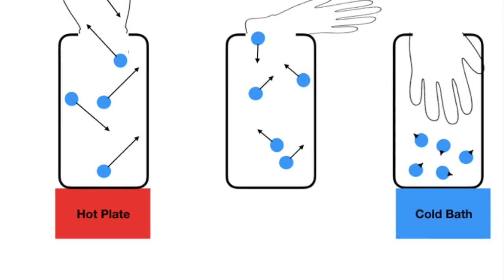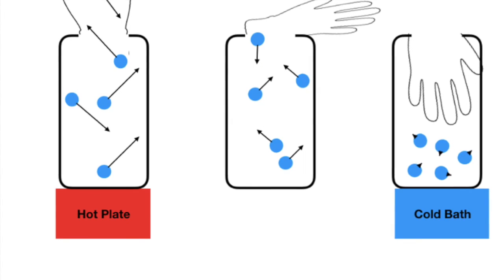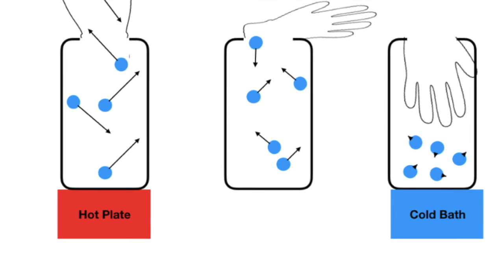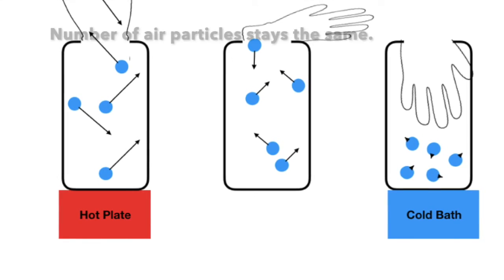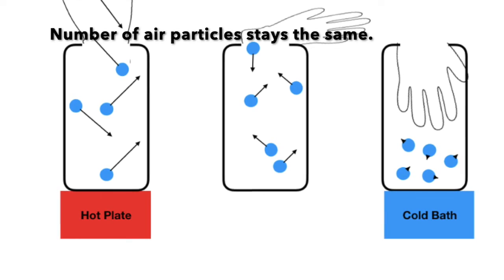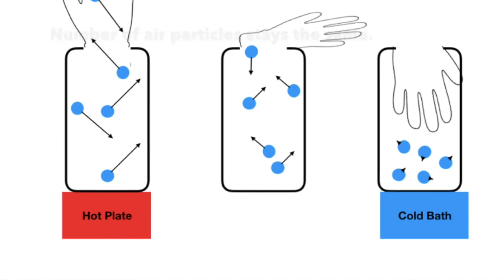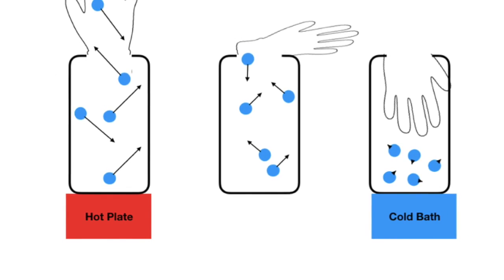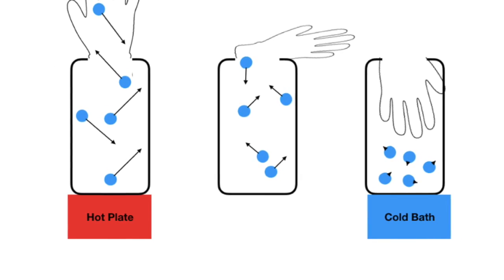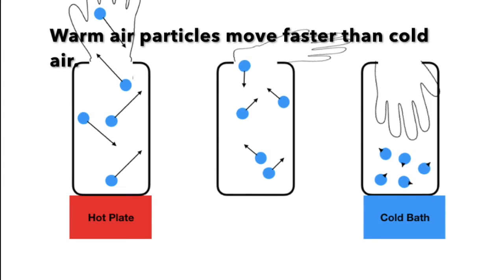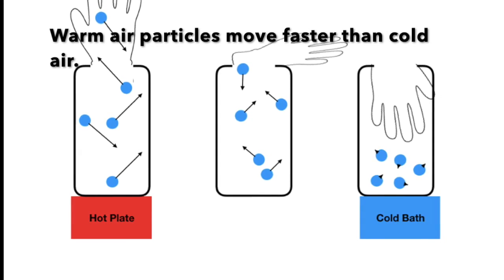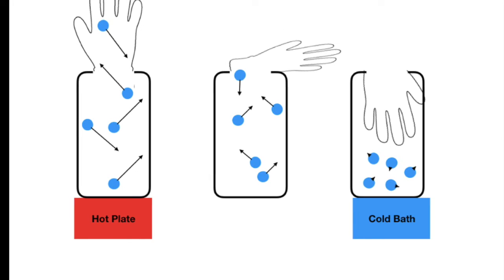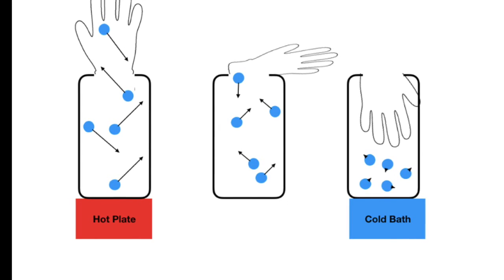So if we compare and contrast the closed bottle system in hot versus cold water, here are a couple things you should notice. One, the number of air particles stays the same, so the mass stays the same, because in a closed system, particles do not enter or leave. Two, you should also notice that the speed of the particles changes depending on whether it's hot or cold. When the particles are cold, they go much slower. When they are heated up, they move much faster.